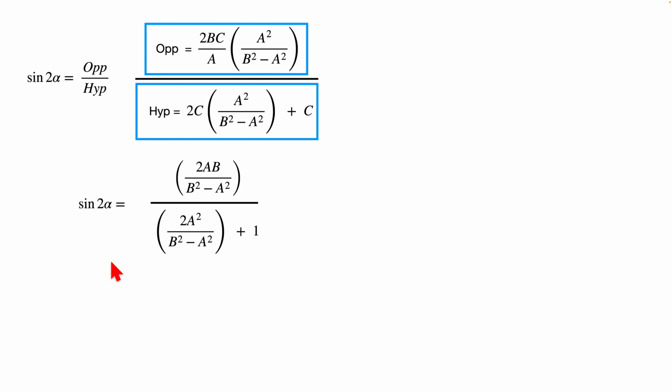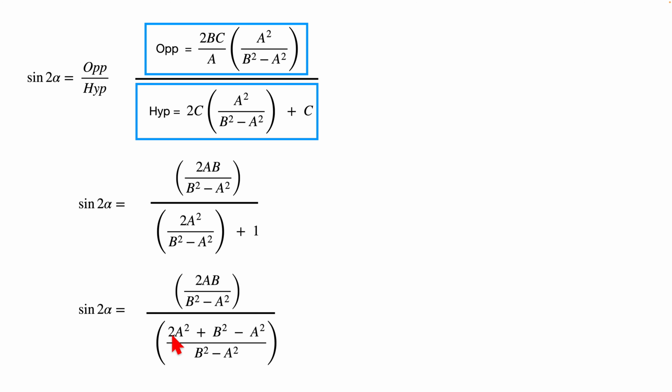Well, this is starting to look a bit tasty. Let's bring this 1 in here, and in order to do so, we put it over a numerator of b squared minus a squared. So the bottom becomes 2a squared, plus b squared minus a squared, all over this b squared minus a squared, this common thing here. Right, we've got a numerator and a denominator, both of which are fractions, both of which have the same denominator. So we'll multiply top and bottom by b squared minus a squared. I told you this would be fun.